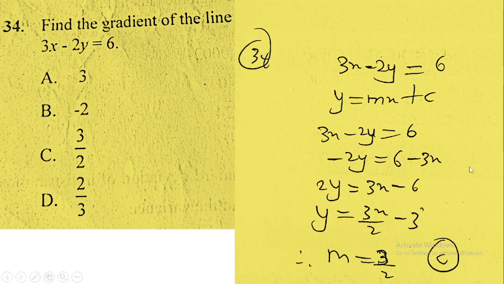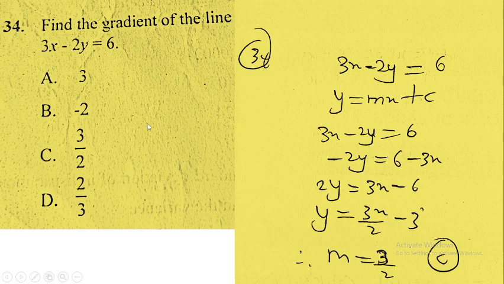Then we can multiply through by minus, so I have to take care of this minus. So you have 2y equals, this one becomes minus, this one becomes plus, so 3x minus 6. Then you can divide both sides by 2 now. y is equal to 3x over 2 minus 6 divided by 2, which will give us 3. So that means the coefficient of x here, which is m, is the gradient. So our gradient here will be 3 over 2. So that means option C is the correct option as far as question number 34 is concerned.